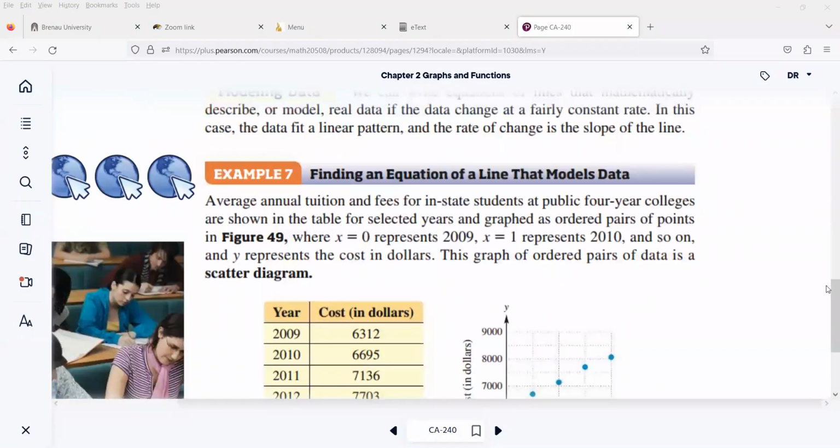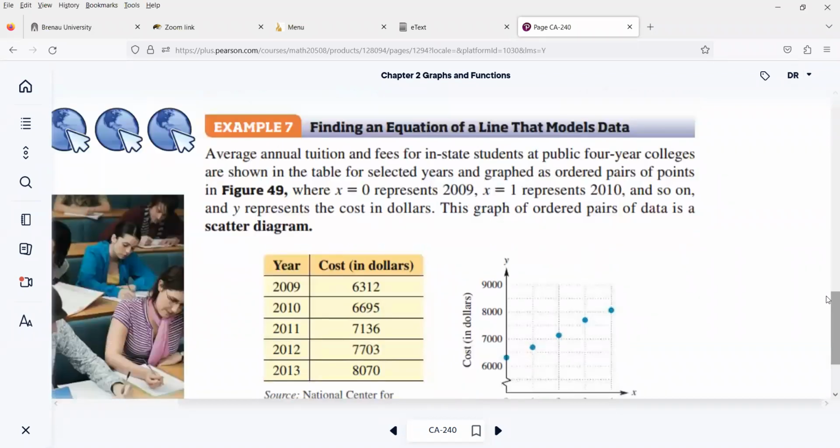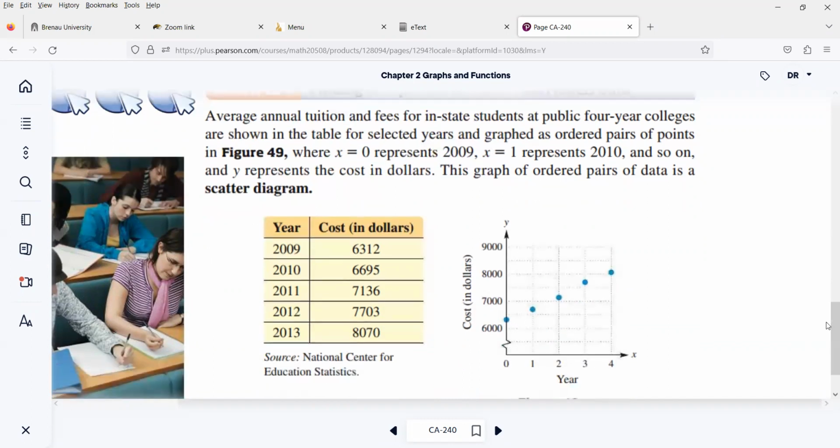So this table and graph represent the average annual tuition and fees for in-state students at public four-year colleges, which, by the way, is not the case of Brunel, but it's a good exercise. The average annual tuition and fees are shown in the table for selected years and graphed as ordered pairs of points in the figure on the right, where x equals 9 represents 2009, x equals 1 represents 2010, and so on. And y represents the cost in dollars. So this graph of ordered pairs of data is a scatter diagram.